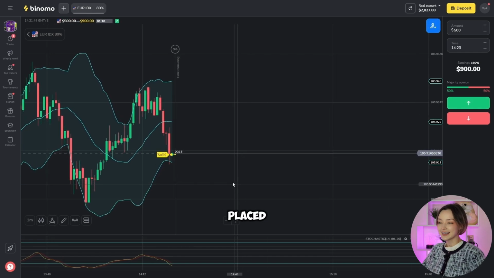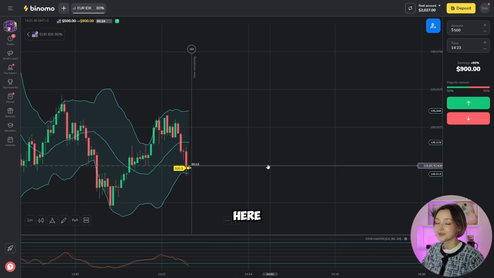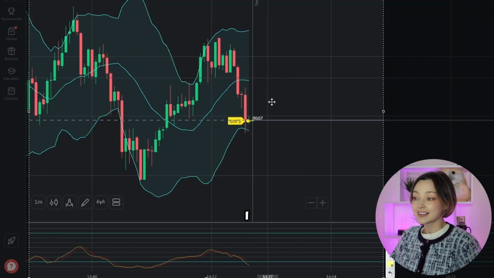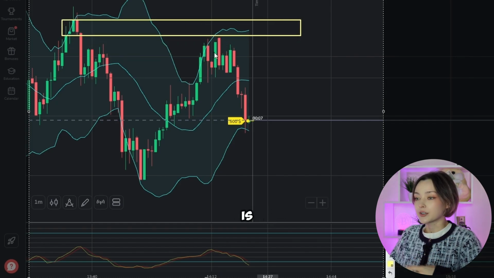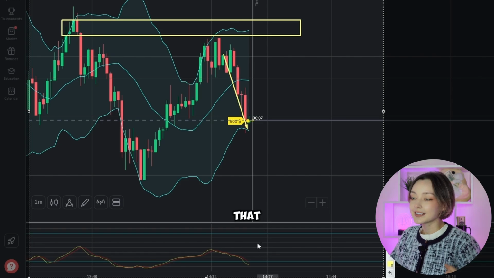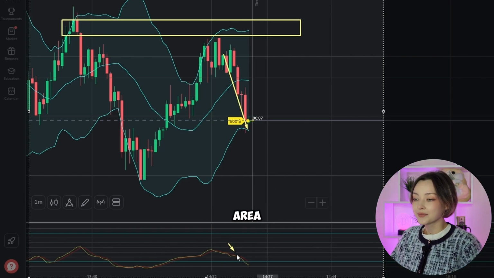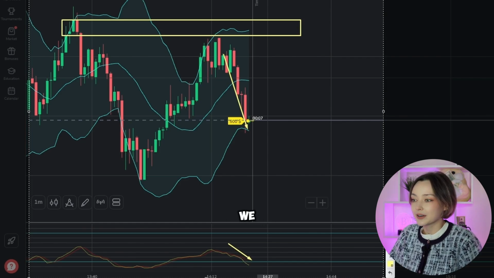So my trade is placed. Let's see what's going on here. In this case, I can see that the price is in a little sideways movement, and the price has reached the lower border of our indicator. As the chart is approaching that border, I can see that the stochastic indicator is in the oversold area. This is a nice signal that we are likely to see a pullback from this level.